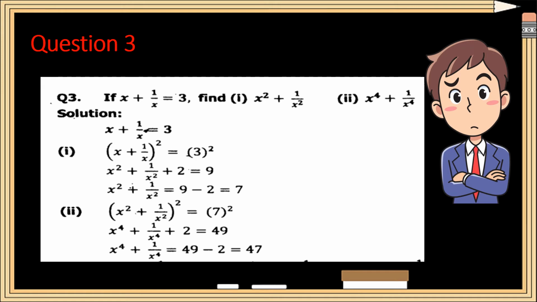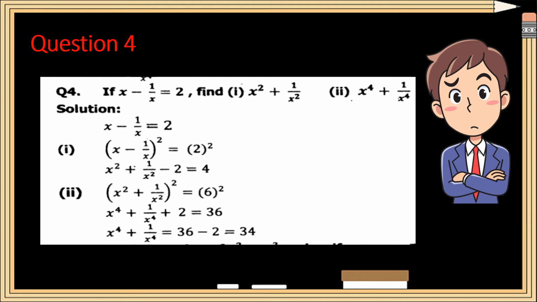So x square plus 1 over x square whole square will give you x raised to power 4 plus 1 over x raised to power 4 plus 2 into ab. Now again x square plus 1 over x square will cancel out each other. You will be left with 2. So 7 square will give you 49. Now move the 2 to the other side of the equal to sign. You have 49 minus 2, that will give you 47.